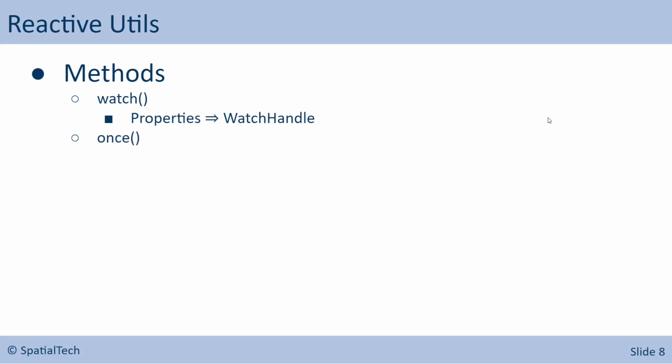So it's like watch, right? But when it first happens, I'm only concerned with when it first happens. So the first time it happens, let me know. And so then it's different. It doesn't give a watch handle that you can destroy later. It's done as a promise because, once it does its task, it's going to get out of the way.